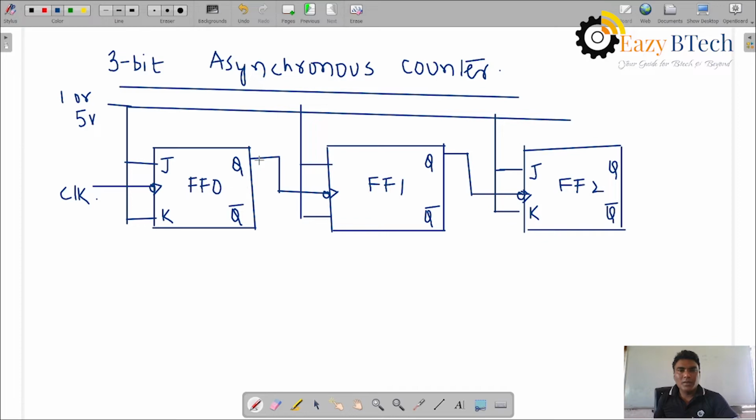Outputs are here, Q naught, Q1 and Q2. So an asynchronous counter is made by connecting flip-flops in series. One flip-flop output goes to the next flip-flop. As per the clock pulses, the counter will start.